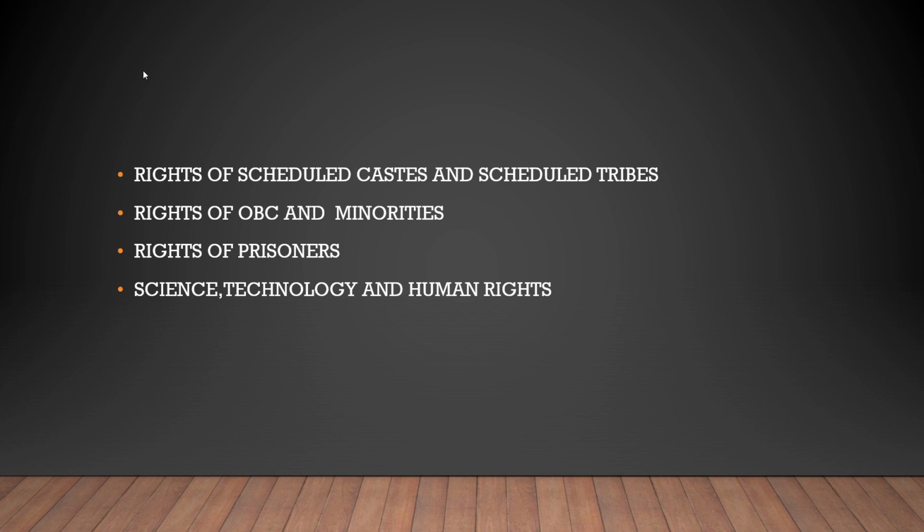Next we can study the rights of OBC. What do you mean by OBC? OBC falls under the non-creamy layer, where the income of the parents or the persons is much below 1 to 2 lakh rupees and so on. So we can study that in detail.